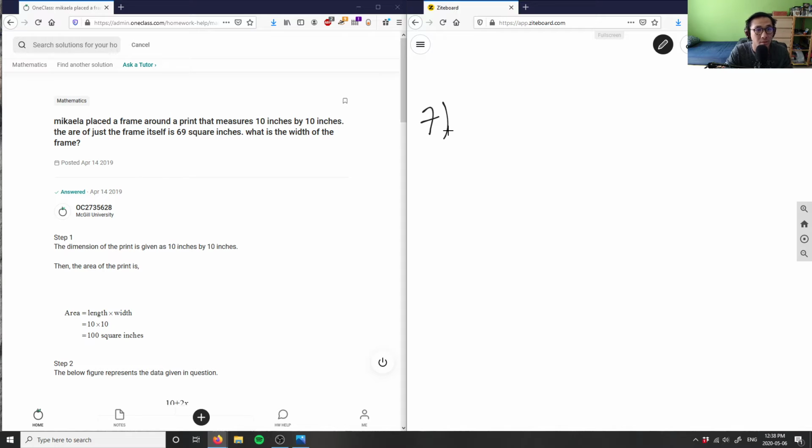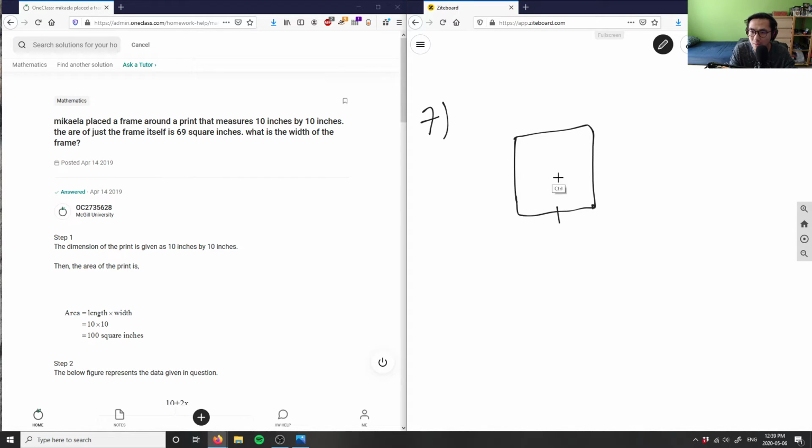I don't know why. So number 7 is asking, Michaela placed a frame around a print that measures 10 by 10 inches. The area of just the frame itself is 69 square inches. What is the width of the frame? Okay, so I know that this here is the print, right? So I can say here is a square. So let me draw this out. I know the area of the print measures 10 by 10. So this here is 10 by 10 here.